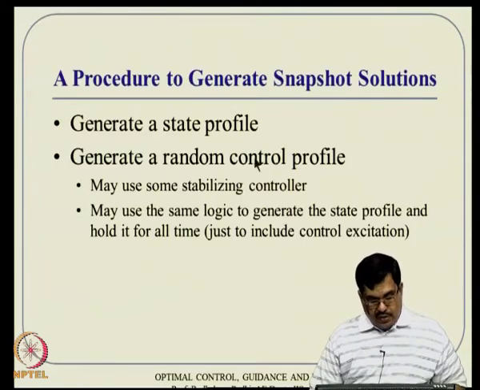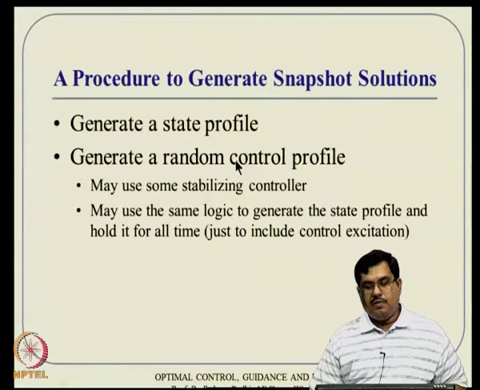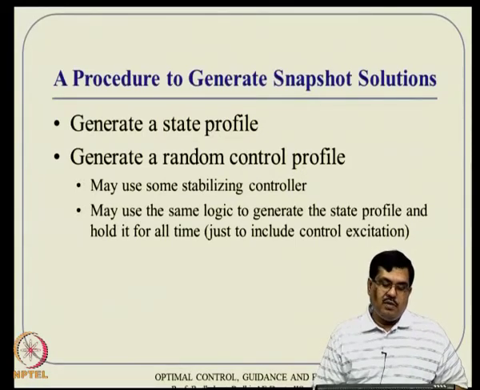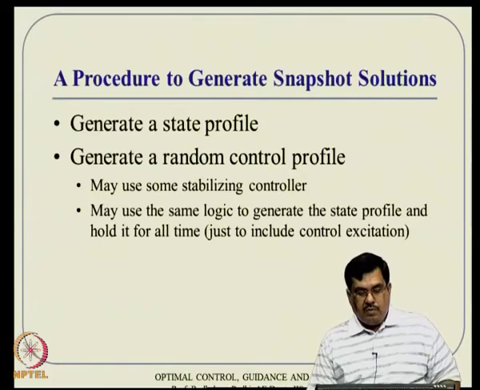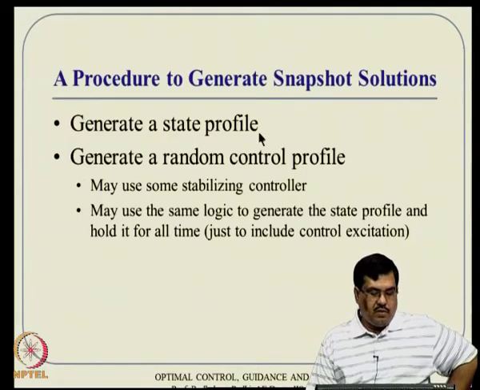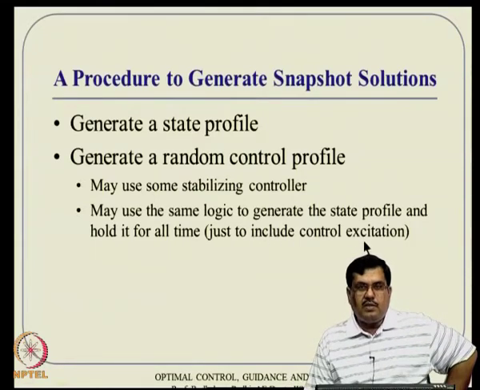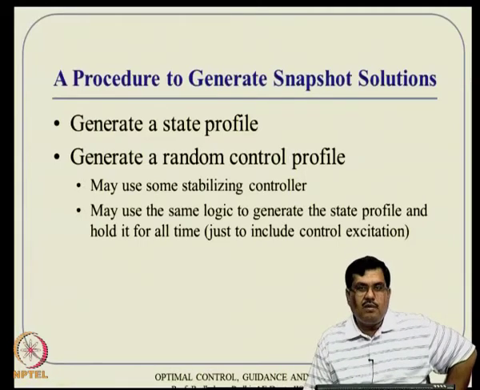But remember, you cannot generate it very randomly. Because if you really put a random control, then the system dynamics behavior can be very bad. It can even go to instability, and you do not want that. Because with application of control, whatever dynamics it results in the closed loop, we want to mimic that in some sense. So, for that reason, we may use some sort of a stabilizing controller, or you can also use some sort of a logic to generate the state profile, and just hold it for some time. You do not allow it to keep on implementing for a long time. That means, just to include a little bit of control excitation, you want to see that even if it is unstable, it may be still okay in some sense.